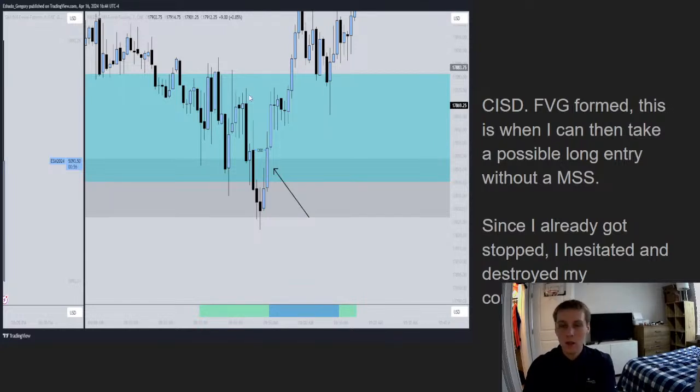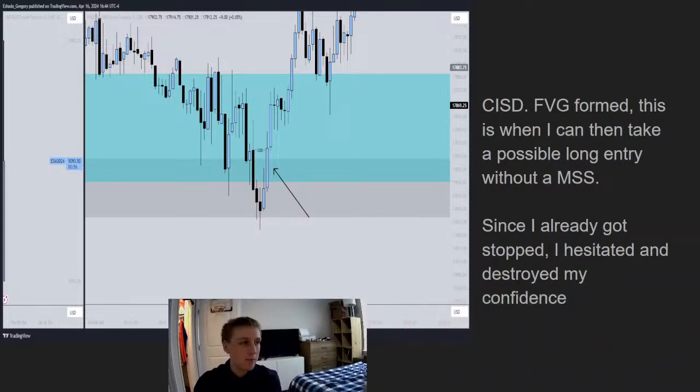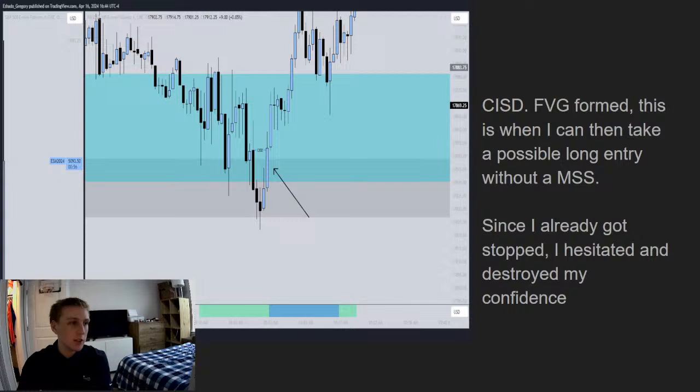Here, no. There's no displacement. There's nothing else. Here, once I see this, I hesitated. I knew that I probably could have entered without a fair value gap. I knew that this probably could have been a good entry, but my conviction was destroyed since I already took that loss. So now my conviction just isn't there. So we have the CSID, the change of state of delivery, fair value gaps formed. This is when you can enter. Since I already got stopped, I hesitated and my confidence just wasn't there. I was like, I took a loss, I'm not going to repeat a mistake again. That was probably good, good to be cautious.